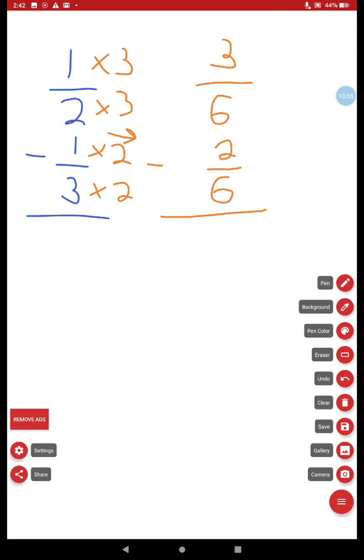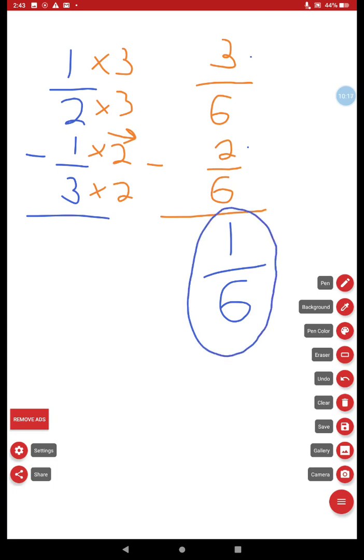Now that I have that common denominator, I can go ahead and crunch those numbers. Denominator is going to stay 6. 3 subtract 2 is 1. So 1/2 subtract 1/3 gets me 1/6.